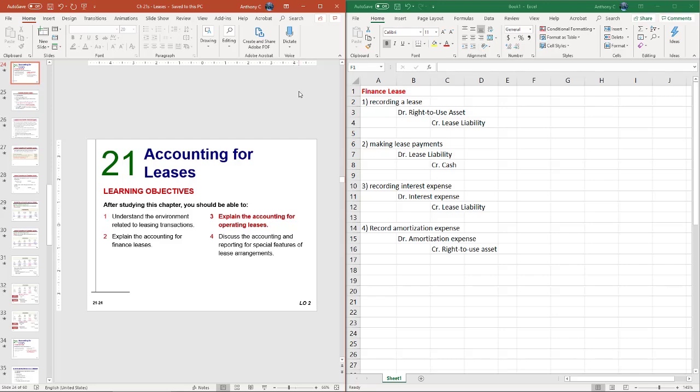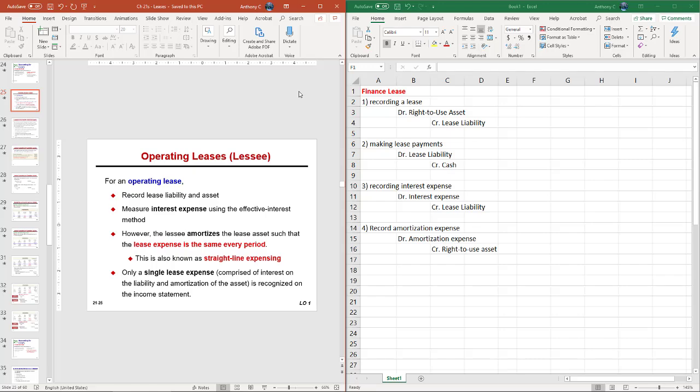So now that we know how to account for a finance lease, we need to cover how to account for an operating lease. As I mentioned earlier, the way we account for finance and operating leases won't affect our balance sheet accounts, but it will affect our income statement accounts. So under an operating lease, we're going to use how we account for finance leases as a baseline. A lot of this is going to be similar. When we first record the lease, we're still going to debit the right to use asset and credit the lease liability. In fact, how we account for recording the lease is going to be exactly the same.